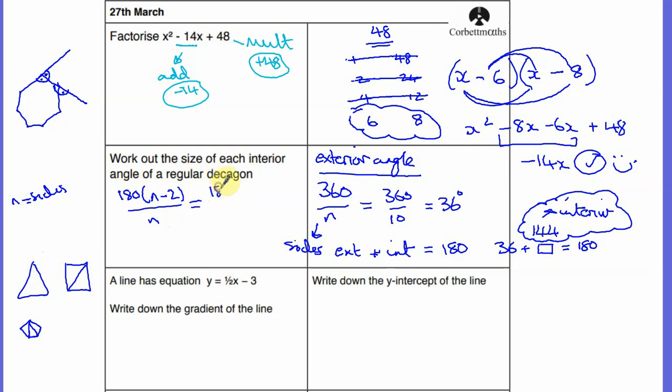So if we do 180 times by 10 minus 2, which is 8, and divide by 10, so 180 times by 8, divide by 10, nice, it gives us exactly the same answer as I expected. So there's 2 ways of doing that. I think this way's easier. Depends if you can remember that or not.